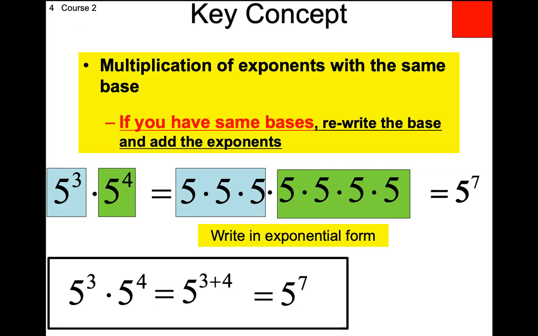If the bases are the same, you need to write this down. Box 4: if the bases are the same, rewrite the base, add the exponents. Easy or hard rule? Easy. Crazy easy.